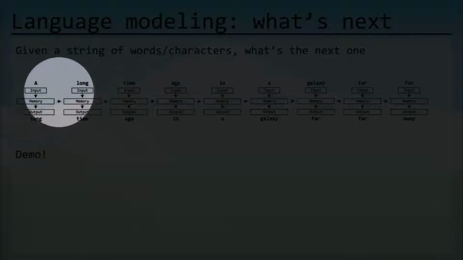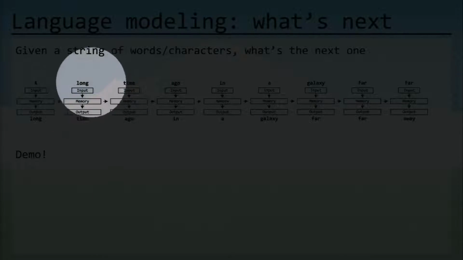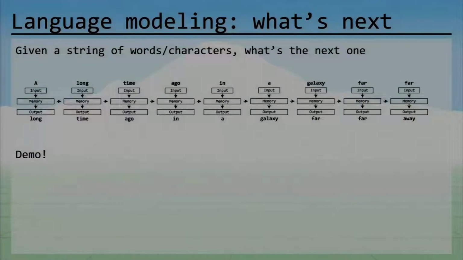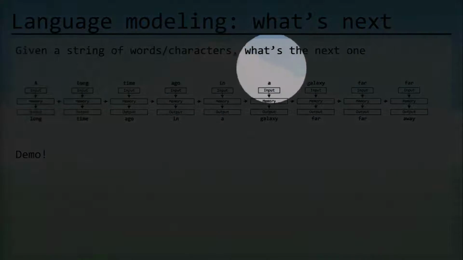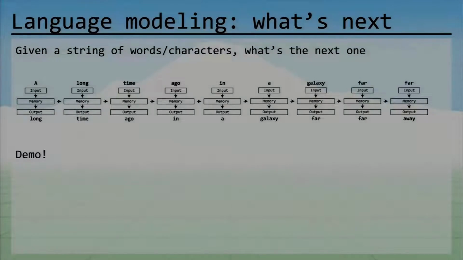Then we forward propagate our network through time and read in the next word, which might be "long," and our network should predict the word after that, and it might be "time," et cetera. So what we end up getting is a network where the expected output is just the expected input, shifted through time by one. This is a really common way that people in NLP think about modeling language: can you read a string of characters or words and figure out what the next word is going to be?